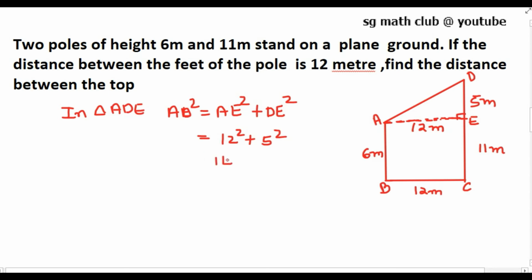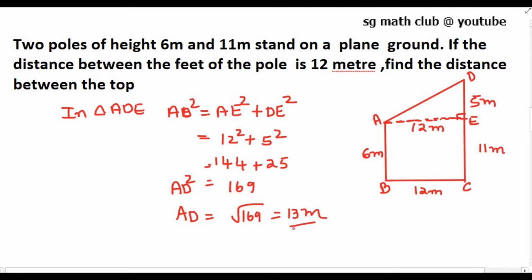So 144 plus 25, which is equal to 169. AD square is 169. AD is square root of 169, which is equal to 13 meter. So the distance between the top of the two poles is 13 meter.